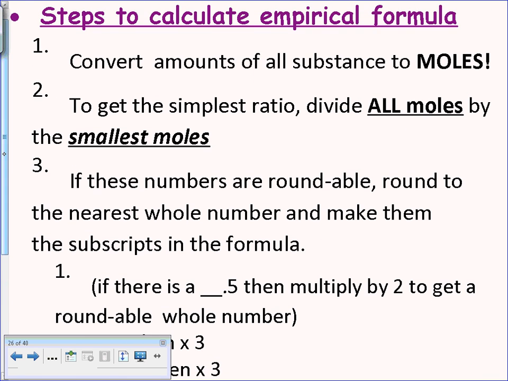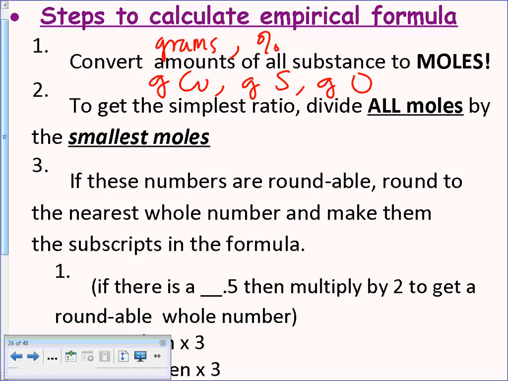Whenever I ask you to get to moles, what are some things I might give you so that you can convert to moles? Grams or liters. Okay, grams, liters. I'm probably going to give you grams. Or what did we learn about yesterday? Those of you who were here. Percent composition, right? So I can give you grams of something, or I can give you a percent of something. So I might give you grams of copper, grams of sulfur, and grams of oxygen. And your job is to figure out what formula this is, what compound this is, based off the moles that you get and then the ratios in which they exist.